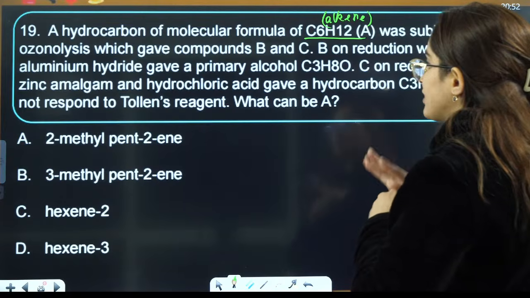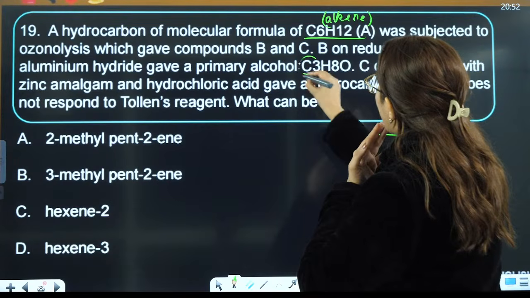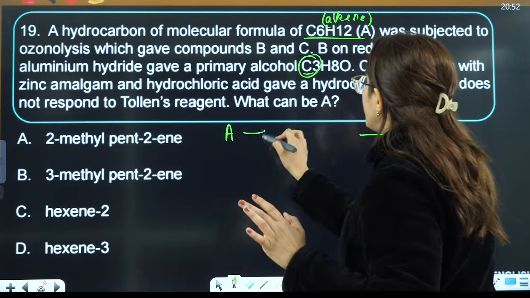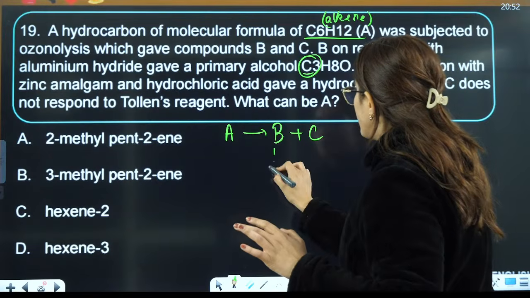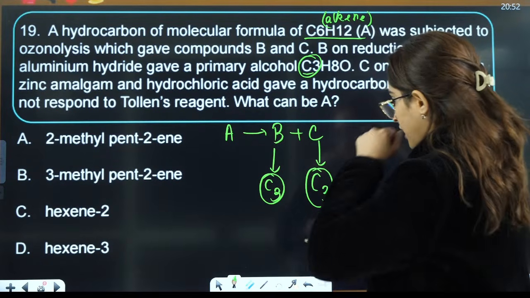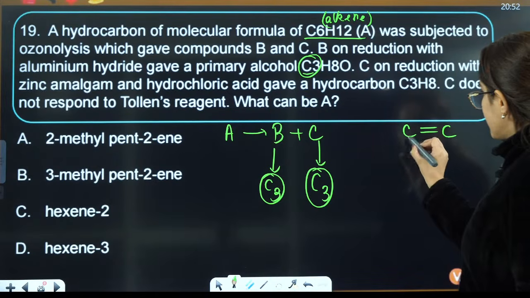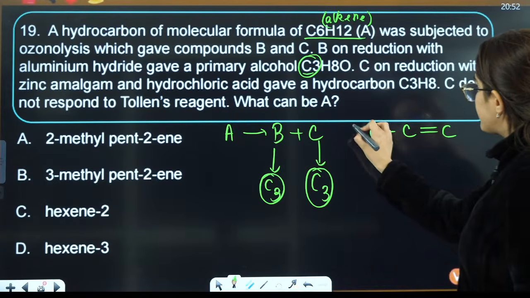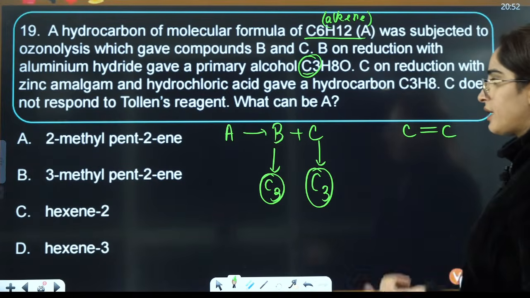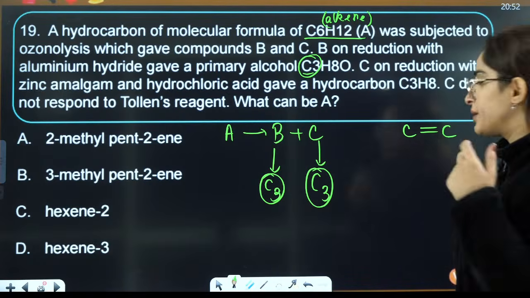B on reduction with aluminium hydride gives a primary alcohol. So after A you have B and C, and B will give you an alcohol with 3 carbon. C also gives you an alcohol with 3 carbon. That means in that alkene, this is the carbon, this is the carbon, this is the carbon. That means the alkene is 3-ene. A must have 3-ene, that means on the third carbon you should have the ene.